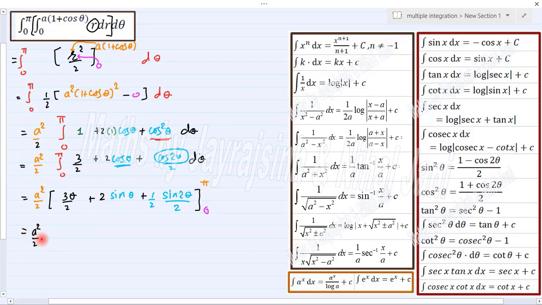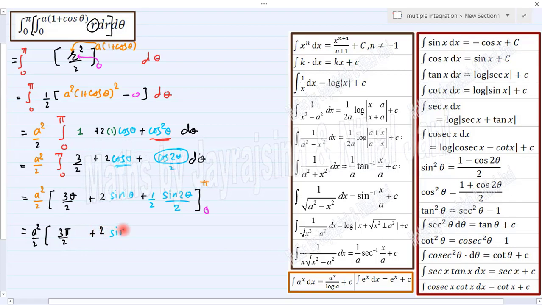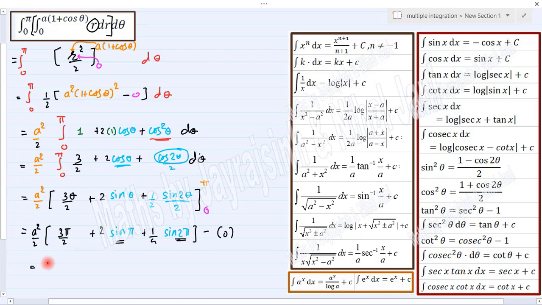A square by 2 will be as it is. If we substitute the upper limit, your 3 by 2 theta will be 3 pi by 2, plus 2 sine pi, plus 1 by 4 sine 2 pi, minus from the 0 limit we will get 0. So finally this sine pi and sine 2 pi both are 0. So you will get 3 pi a square by 4. Ta-da!